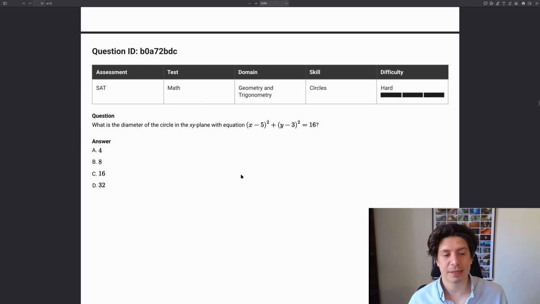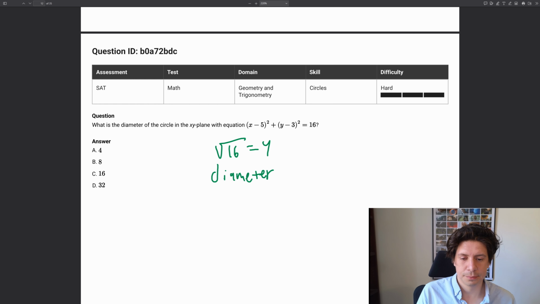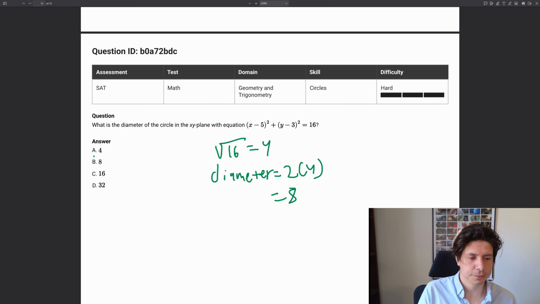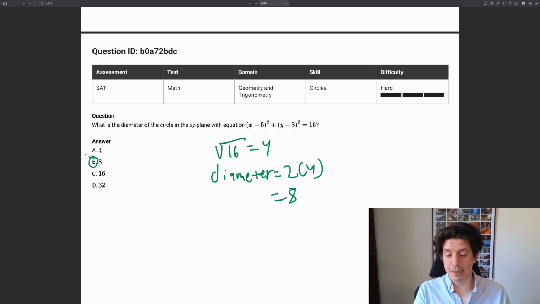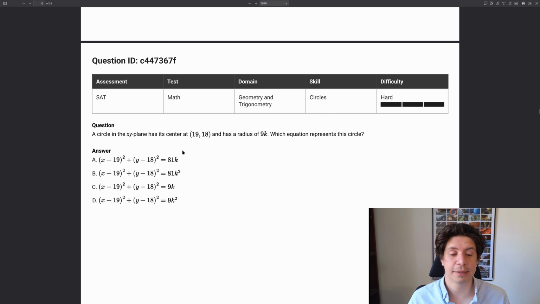What is the diameter of the circle in the xy plane with the equation (x − 5)² + (y − 3)² = 16? No need to use Desmos, just do the square root of 16. That gets you 4. And then diameter is double the radius, so it equals 2 times 4, which equals 8. Okay, and that is this one. Let's go to the next one.